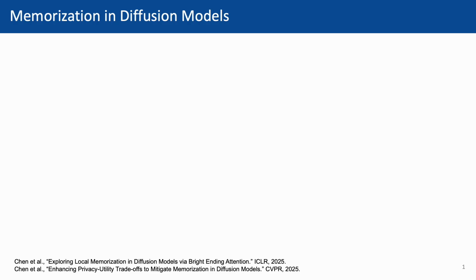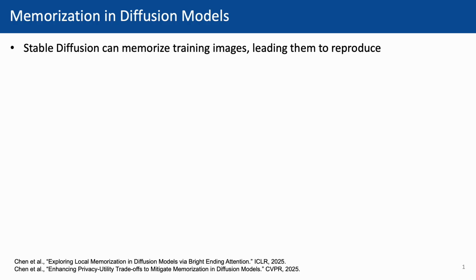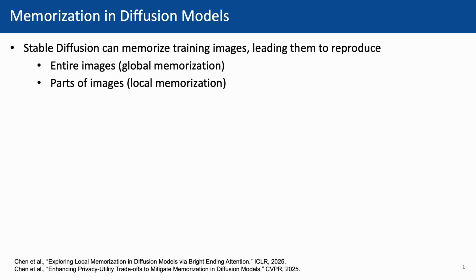Okay, so first, what is memorization in diffusion models? In short, it's a limitation of diffusion models. It refers to the fact that pre-trained diffusion models can actually memorize images from their training sets and later reproduce them during inference. This can be that the entire training image is replicated, which we refer to as global memorization, or only a part of the image is replicated, which we refer to as local memorization.